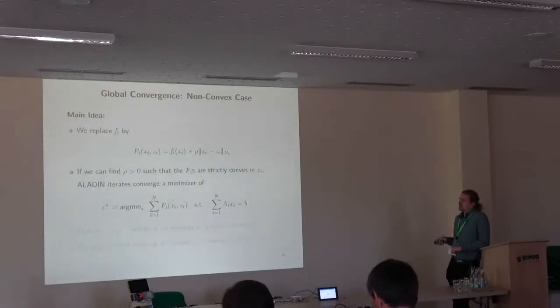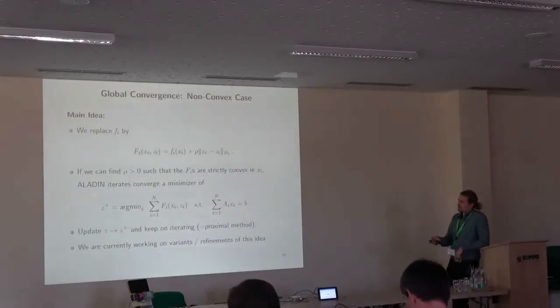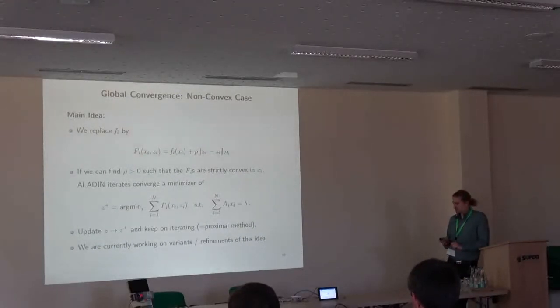The main idea for enforcing global convergence in the non-convex case is basically running a proximal method. So we update the z with the z plus. That would give us a proximal method which would converge to the solution of this convex optimization problem. And then the x_i is updated from time to time in order to enforce convergence. Actually, we are currently working on variants of this idea in order to have a globalization strategy for ALADIN in the non-convex case. But I don't want to spend too much time on this slide. But it is possible.